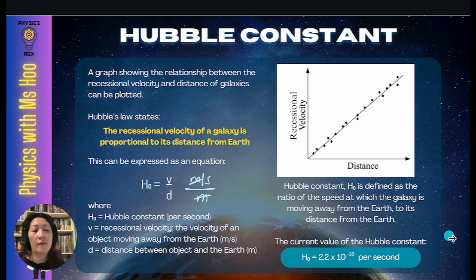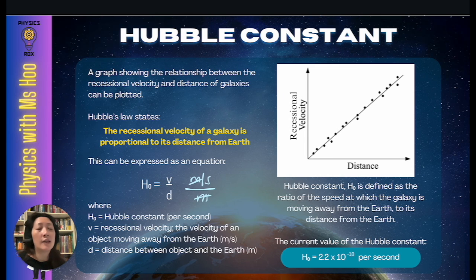The current value of the Hubble constant is stated as 2.2 times 10 to the power of negative 18 per second. And yes, you are required to know this value for Physics IGCSE. The good news is that because this topic is so new, students are generally not required to memorize this number, so this value is usually provided in your exam.